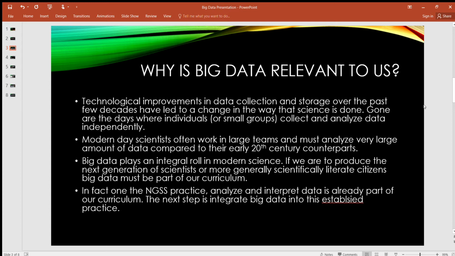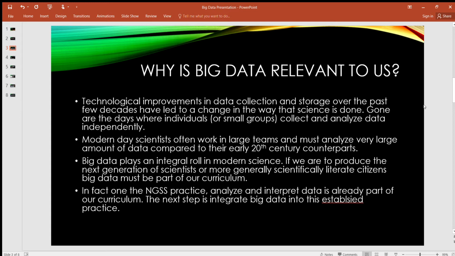So technological improvements in data collection and storage over the last few decades have led to a change in the way science is done. We don't really see the individual scientists collecting a lot of data and then presenting that data at a conference individually as much anymore. Much more frequently, we see large teams of scientists working with large amounts of data, such as something like CERN, and that's sort of how science is done more.